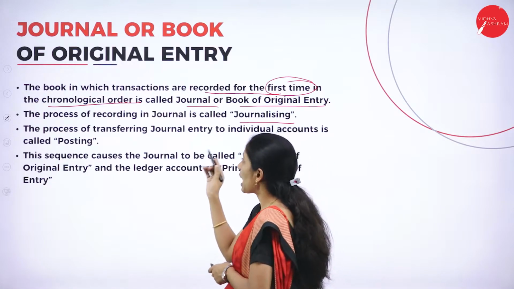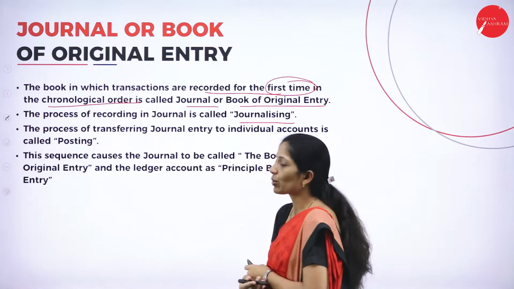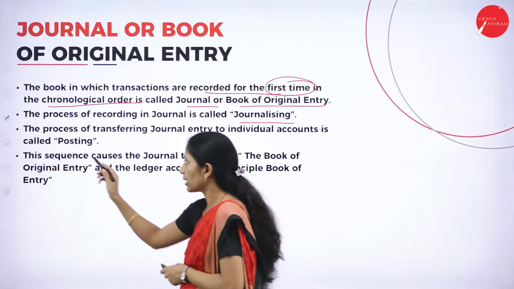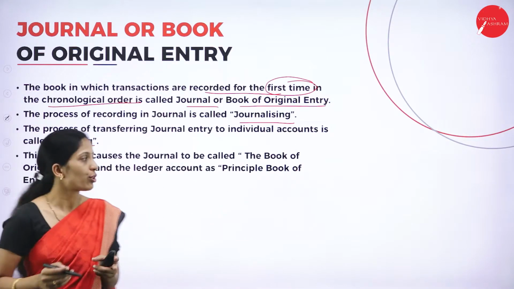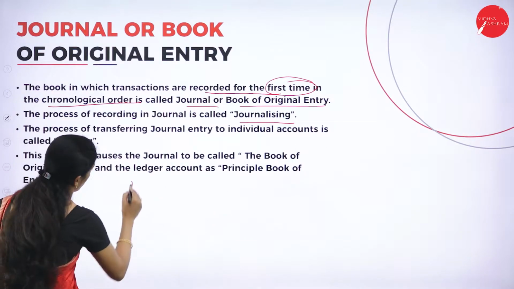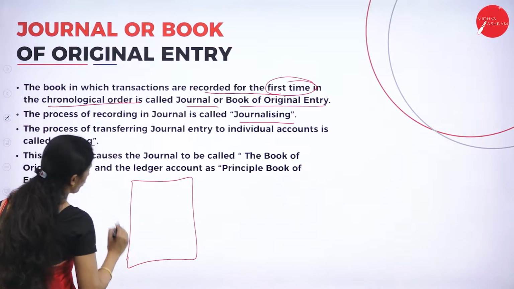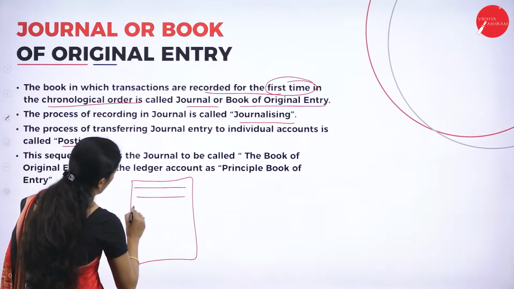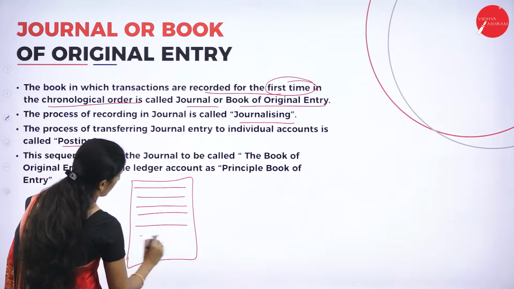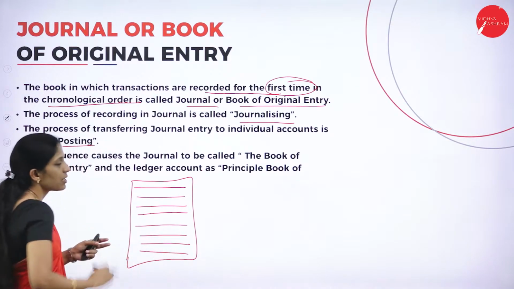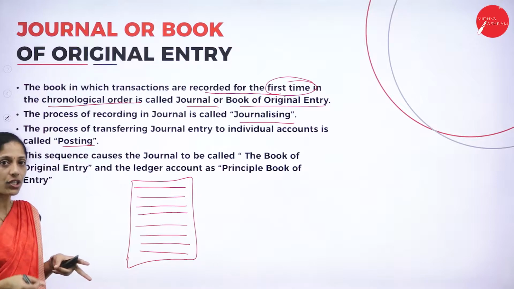The process of transferring journal entry to individual accounts is called as posting. Now, what does it mean? So, as I told you, as and when the transactions have taken place, we will record those transactions in a particular book in a chronological order. So, this book is called as what? Journal or book of original entry.